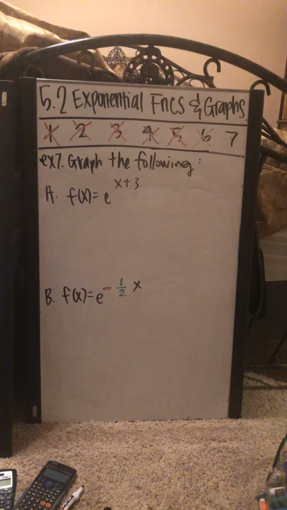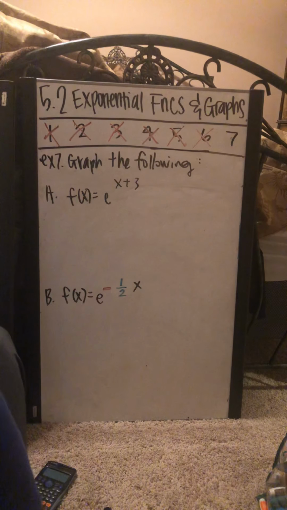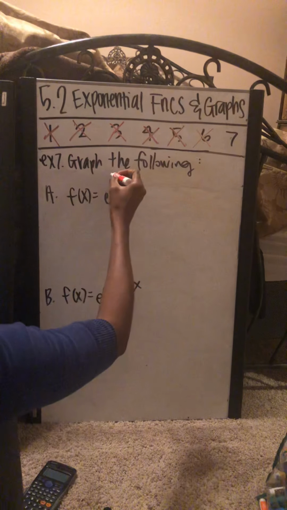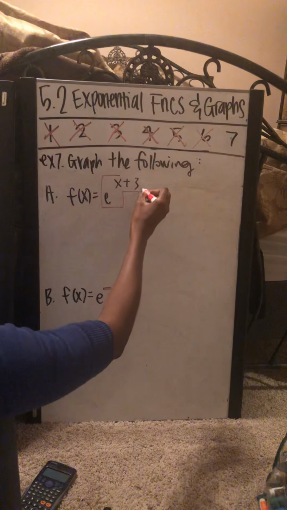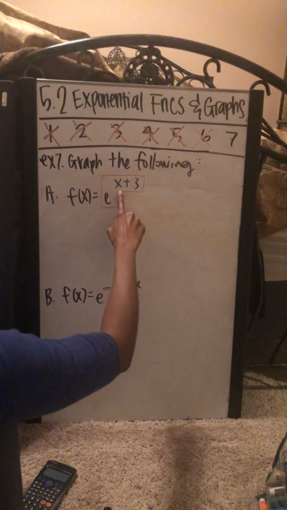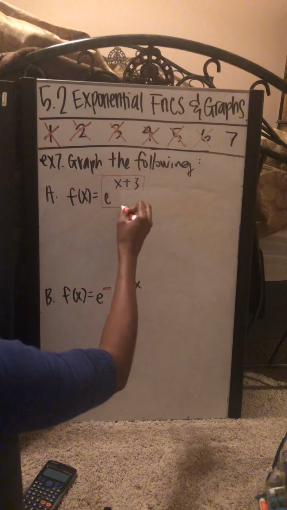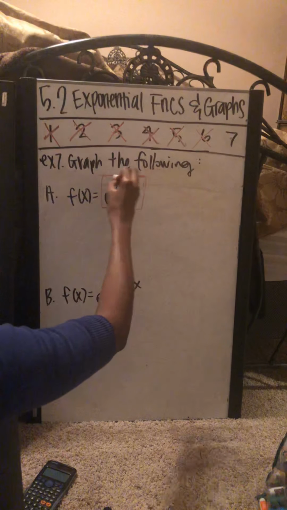Last but not least, we have example 7, where we're asked to graph the following three things. For A, we're looking for e raised to the x plus 3. So again, we can put a box around our basic graph. We've already learned how to graph e raised to the x before. I almost did it again. Remember, you can't just take part of an exponent. You have to do the entire exponent, okay?